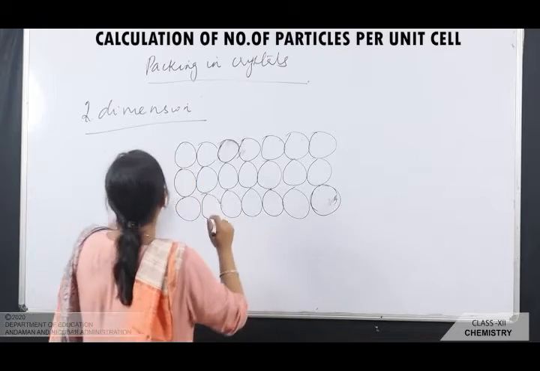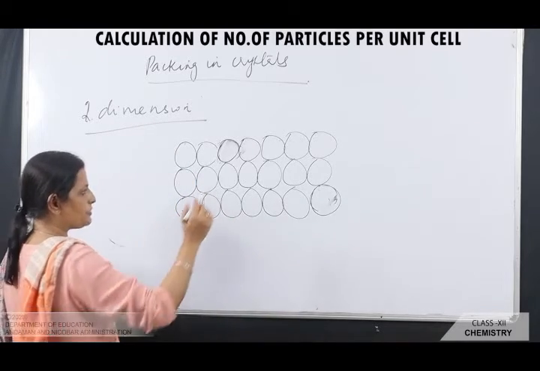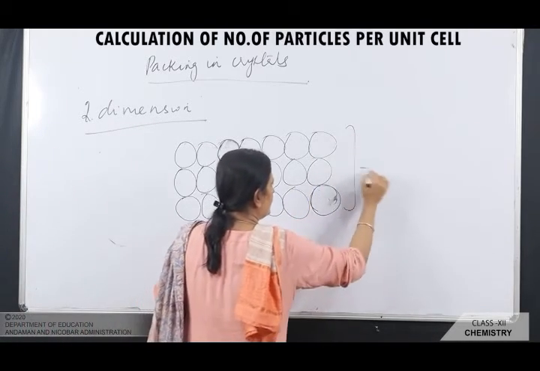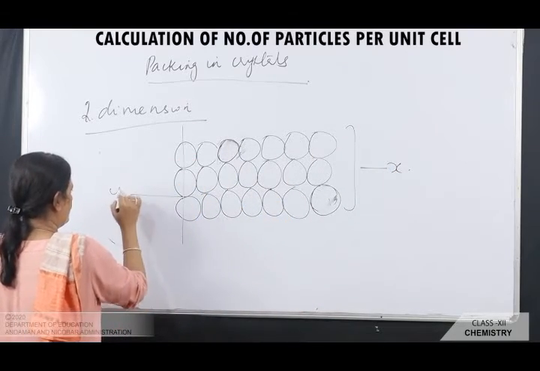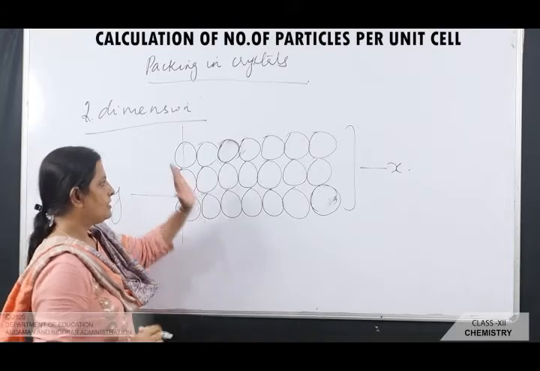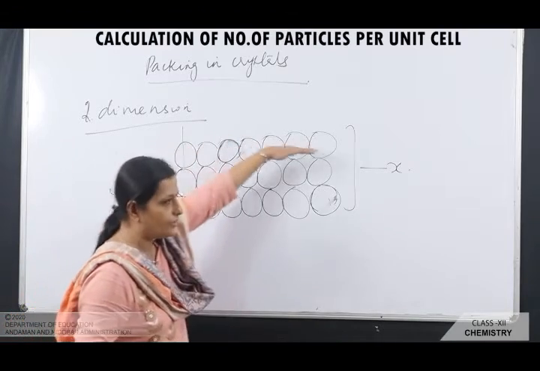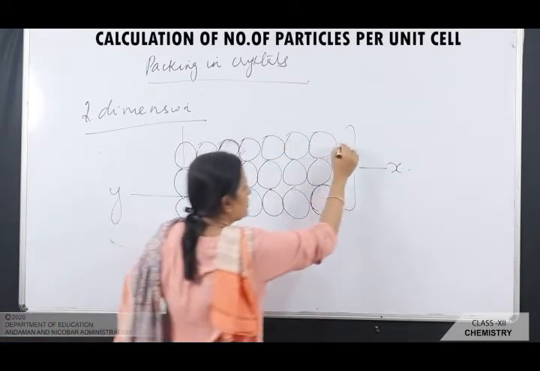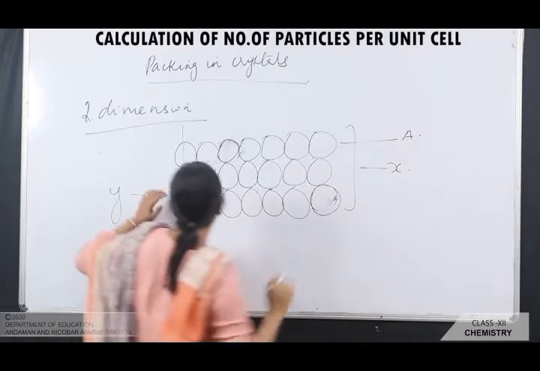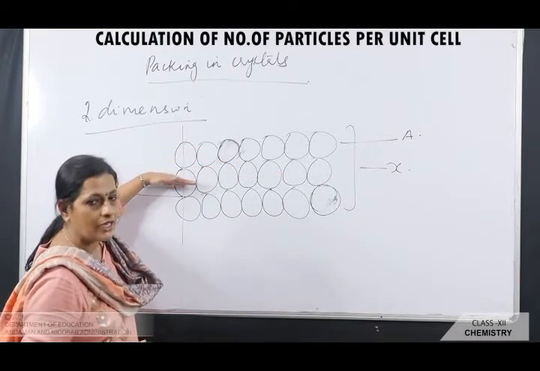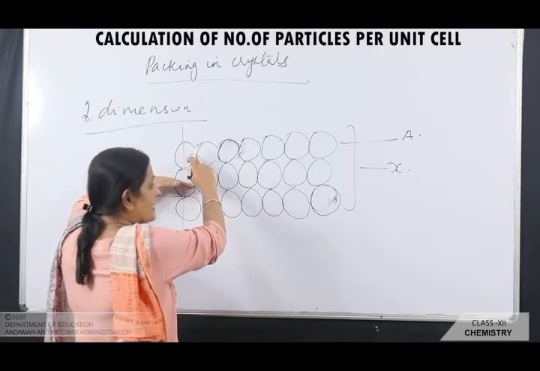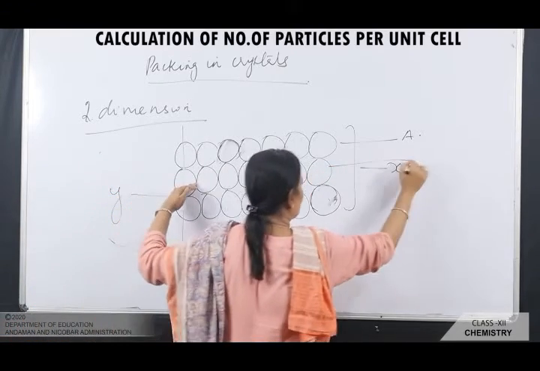Now see here, packing of crystals in 2 dimension. In 2 dimension, you see, this is in which axis? X axis, and this goes in which axis? Y axis. So it's in 2 dimension. So how have I arranged it? I have arranged the first layer, and this I am going to call A. Now how have I arranged the second layer? The second layer is arranged just below the first layer. So it is identical to the first layer. So this also I am going to call A.